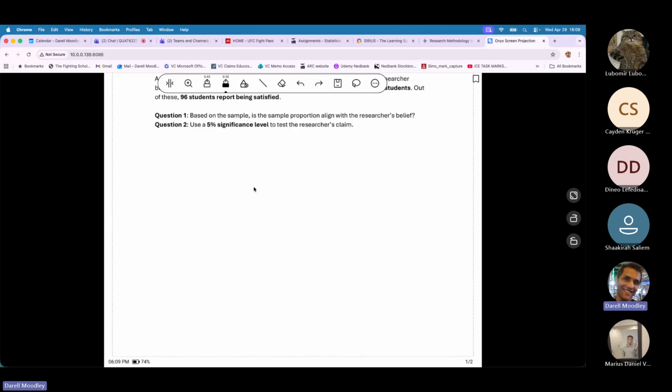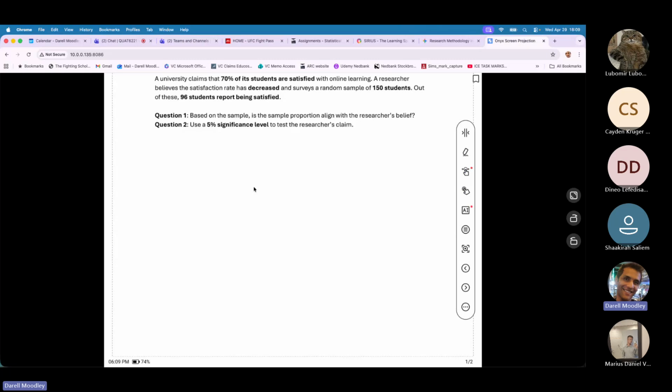All right, so remember, for hypothesis testing, there are 5 steps. Step 1 is to declare H0 and H1. So H0, and H1. Now, if you look at the question, it says that the researcher believes it has decreased.